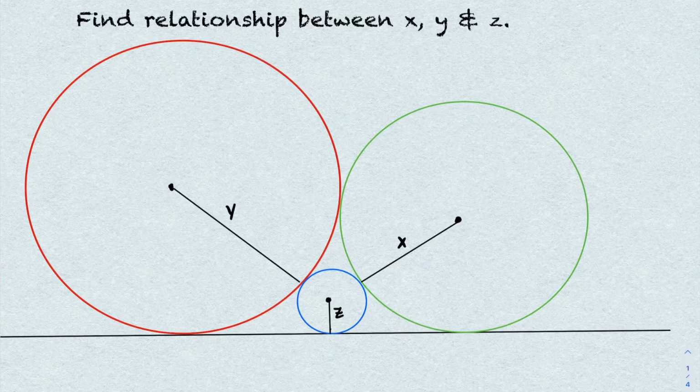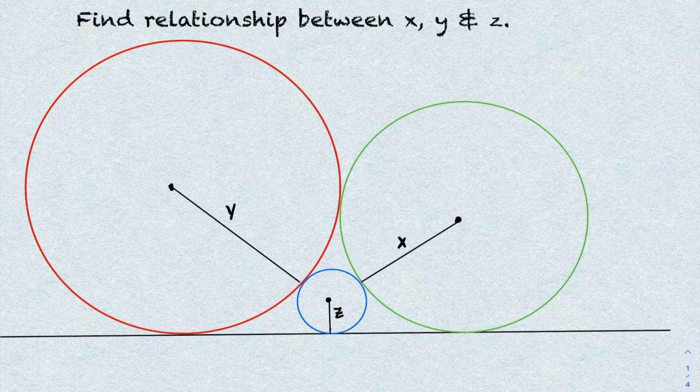We're going to be looking at a classic Japanese circle geometry problem here. What they're doing here is they give you three different circles. These three circles are all tangent to one another, and we want to find a connection between their radii. So radius x, y, and z, we want to find a connection between them.